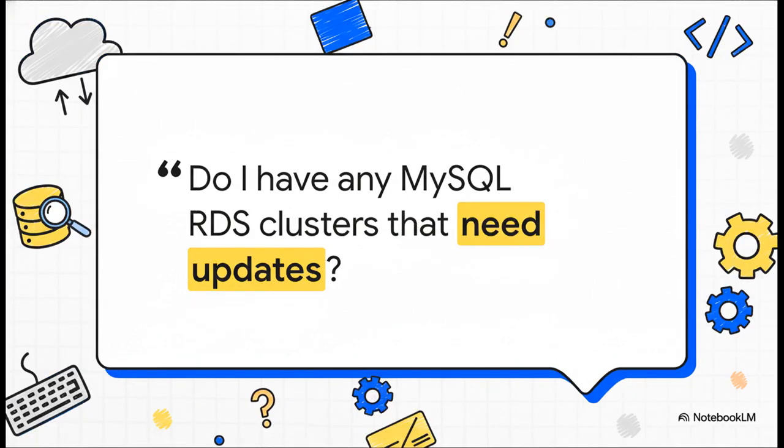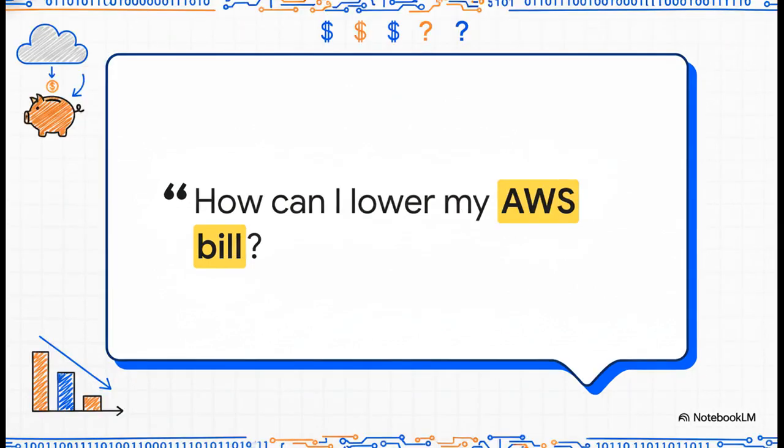But it gets better, because it goes way beyond just general advice. Q can securely query your own AWS resources. So if you give it the right permissions, it can scan your entire account and tell you, hey, these specific RDS clusters right here, they need your attention. And of course, it gets super practical, especially when it comes to the budget. I mean, who doesn't want to lower their bill, right? You can just ask it directly. Now, you do need to have Cost Explorer and Cost Optimization Hub enabled, but once you do, Q can analyze your spending and give you real, actionable ways to save money.